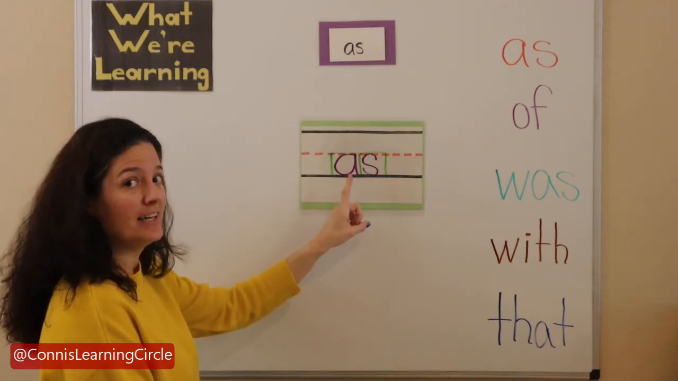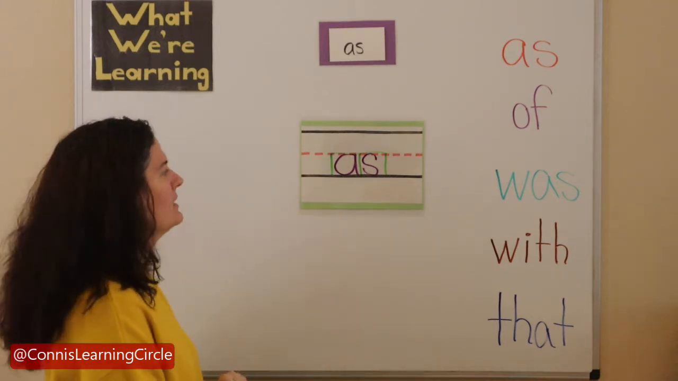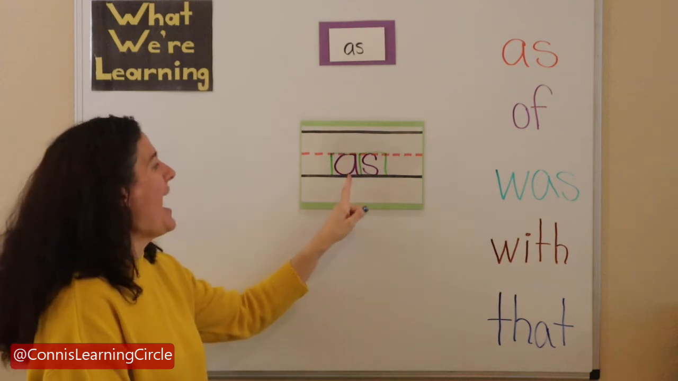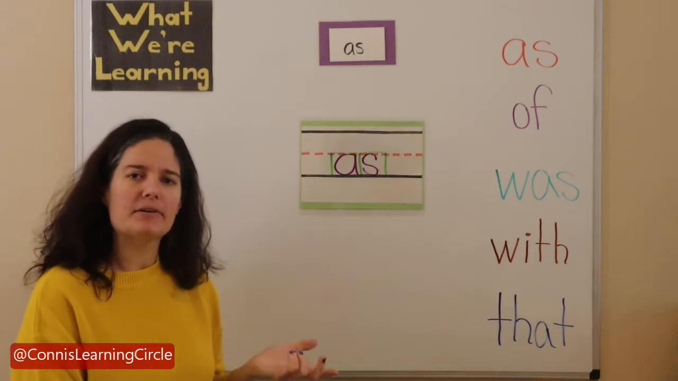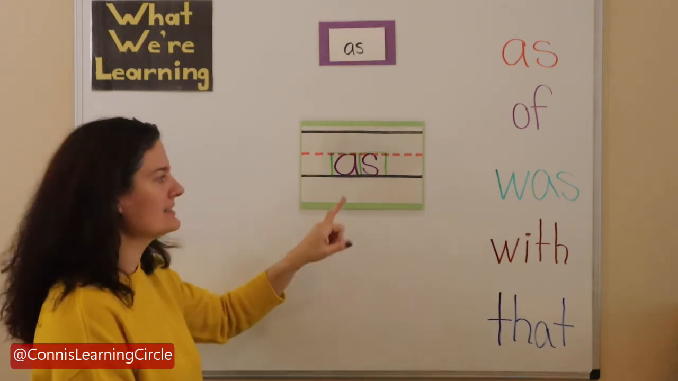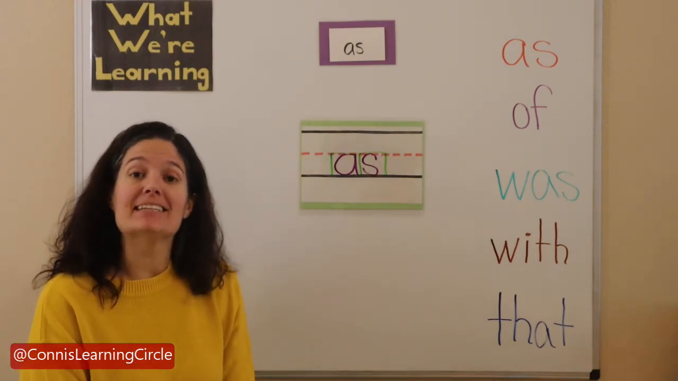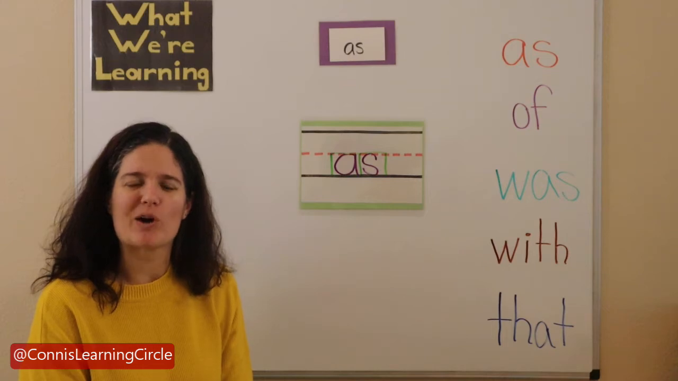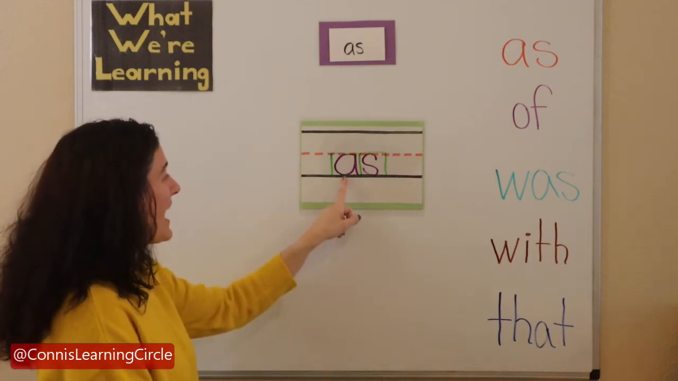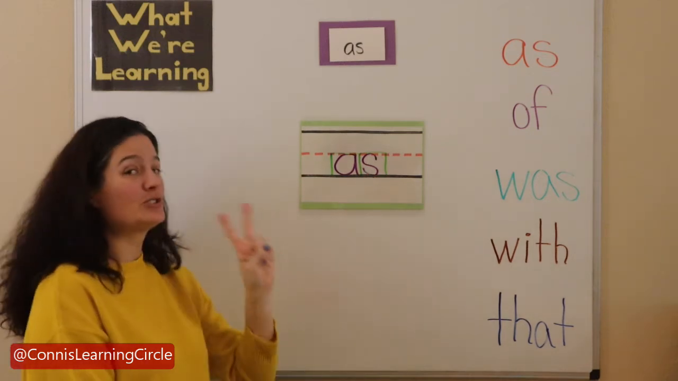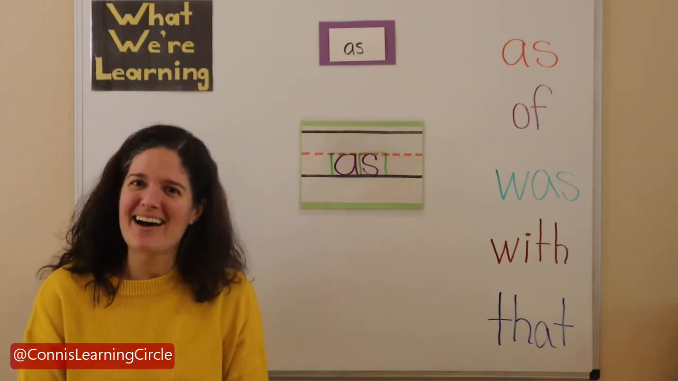As is spelled A-S. All right, I think we could do that one more time. Let's do it again. We spell as A-S. Awesome job. And how many letters are in our word as? Let's see. 1, 2. How many letters did it take for us to make our word as? That's right, 2 letters. Our word as, A-S, has 2 letters. A-S. 1, 2. Awesome job.